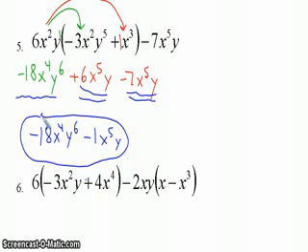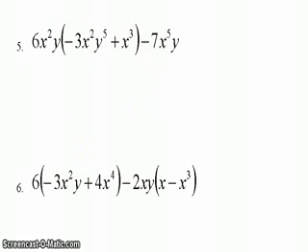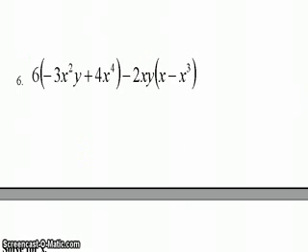There's your final answer. It is a binomial. It has 2 terms. We were able to combine like terms on this problem. About the most difficult type of problem you're going to face in this section is when you have to do distributive property twice in the same problem. That's what we're facing on problem number 6. Do 2 individual distributive properties and combine like terms if you find any.